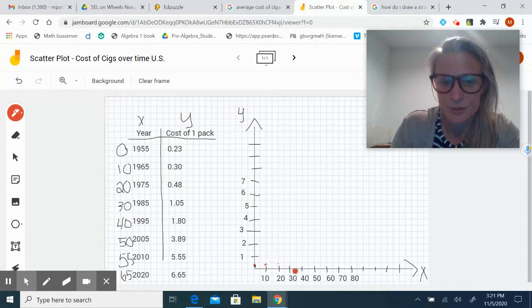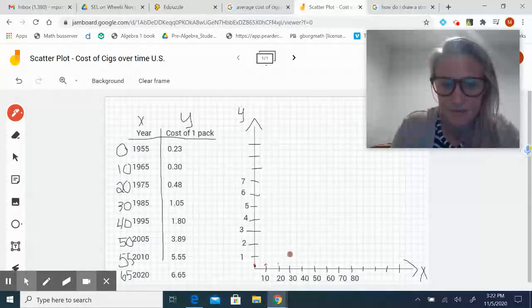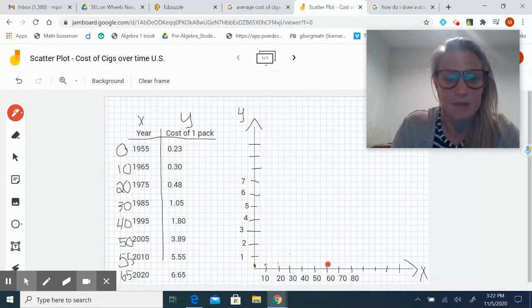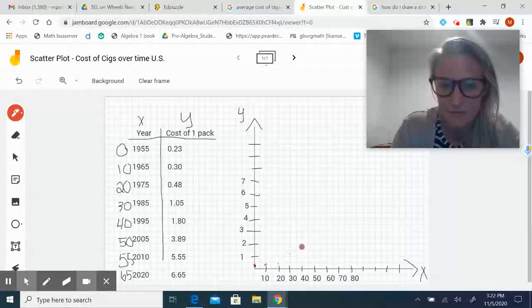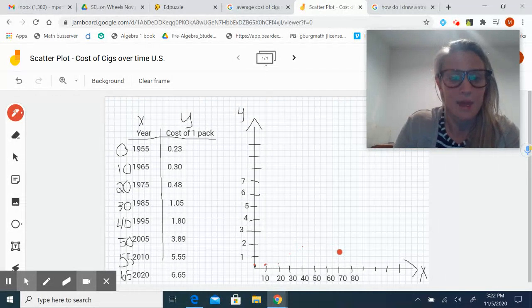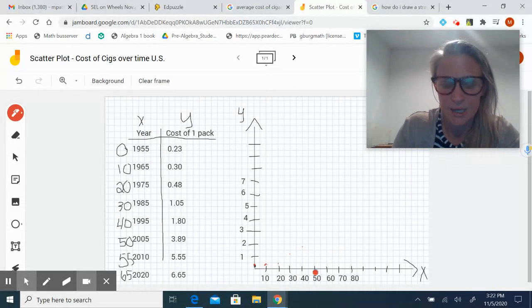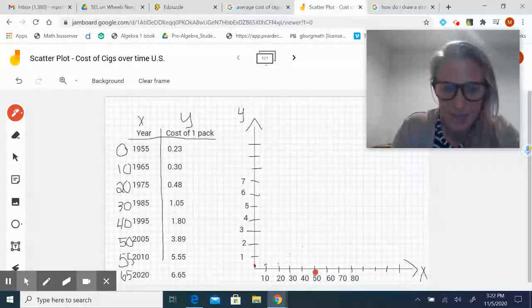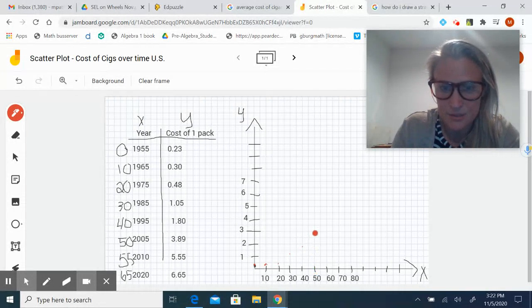After year 30, it went up to $1.05. So I line it up with 30, and $1.05 would be just above that $1 mark. So I can definitely tell the difference there. And then for 40 years, it's $1.80. So I'm going to go up past, this would be $1.50. So up past that about halfway, a little more than halfway for $1.80. And then year 50 was $3.89. So I need to go up, here's $3, here's $3.50. So I need to go up closer to the $4.